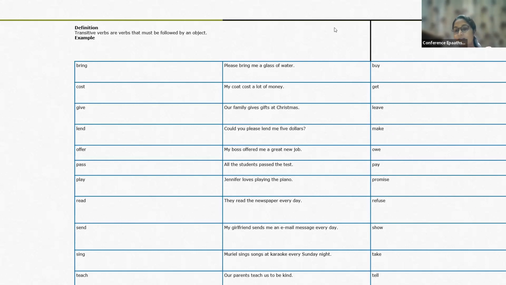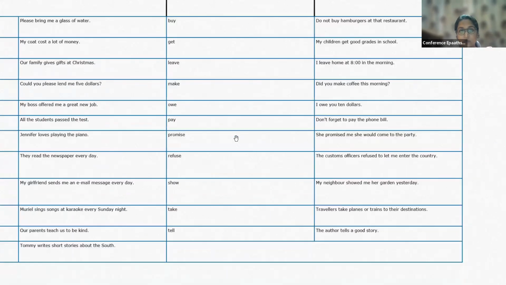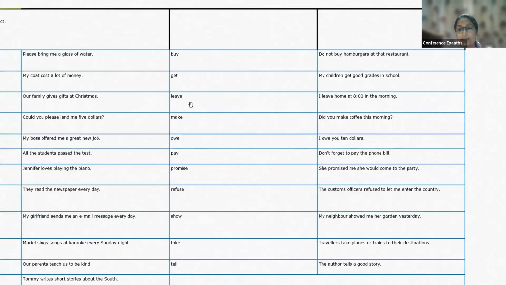I think transitive verbs are clear. The verbs which have some object are transitive verbs. So a transitive verb always has some object. There are other verbs too: buy, get, leave, make, owe, pay, promise, refuse, show, take, tell. All these are transitive verbs. If you think you will memorize the list, you cannot do it because you have to understand. If you understand, then you can easily find out.